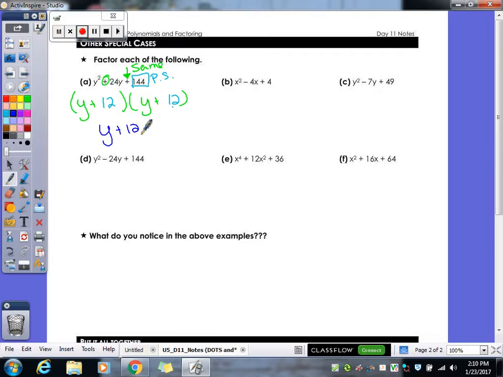Now, one thing that they like to do is, since these are the same exact thing in the parentheses, they like to rewrite it as y plus 12 squared. So instead of writing y plus 12 times y plus 12, they rewrite it as y plus 12 squared.